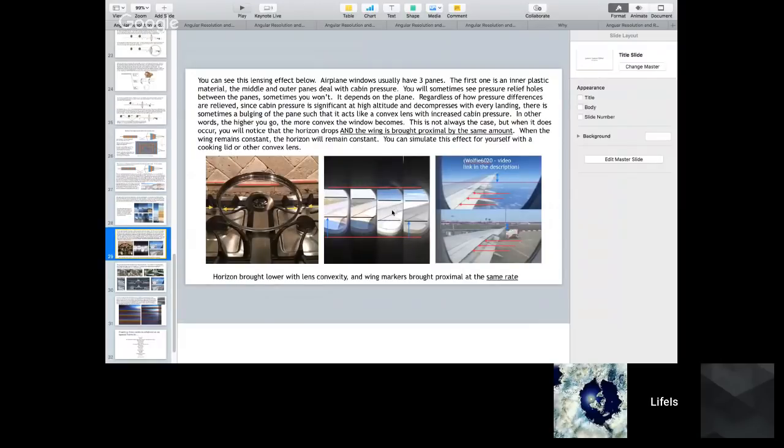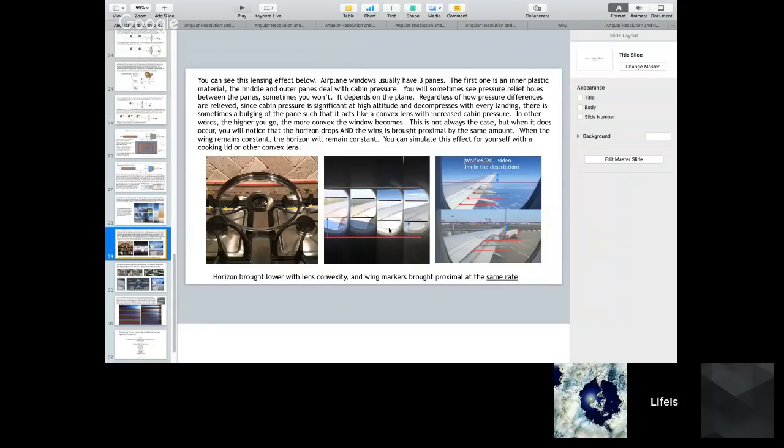I don't know if that's the middle pane. I wouldn't think the outer pane would really do that as much, right? With cabin pressure, but it seems to occur with cabin pressure. So as the cabin pressure increases inside the plane, this bowing outward seems to occur, and it drops the horizon and brings the wings closer. But this isn't always the case.